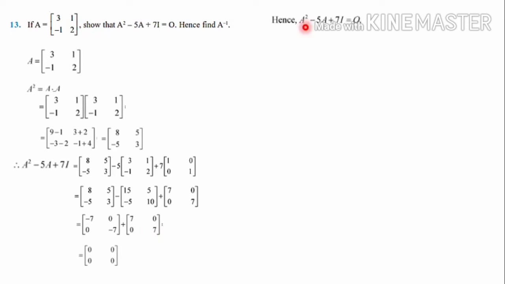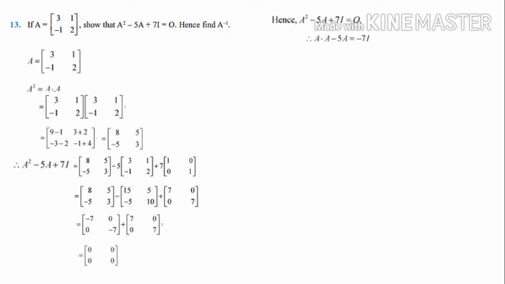Therefore, we can say that A square minus 5A plus 7I equal to O. We have here got the answer as 0 matrix. So, A square minus 5A plus 7I equal to 0. Now, from here, we have to go for calculating A inverse.